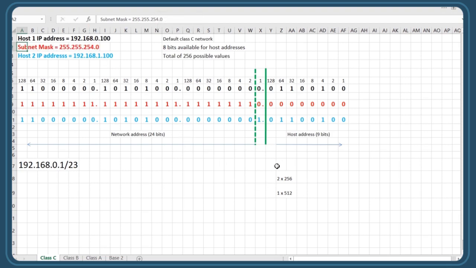And that supernets those two networks back together into one, and you no longer need the router in between them. All addresses from 0 up to 254, 0.254, then 1 up to 254, are now on the same network. So again, the 2 of 256 are now 1 of 512, and all of these systems are able to see each other.